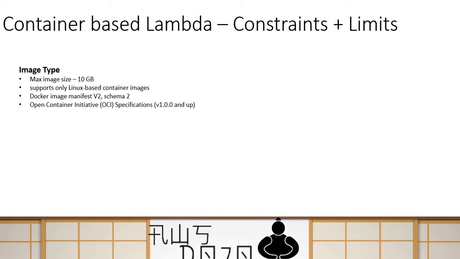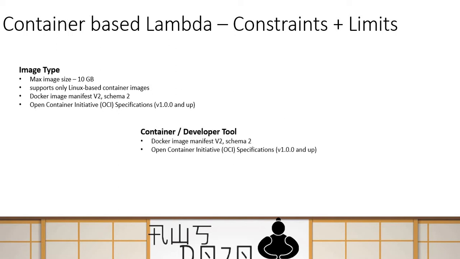So at least at this point of time, suppose you want to use any other kind of runtime other than Linux, it is not possible. Then some specifications from Docker image point of view: it should support manifest v2 schema 2, and OCI specs 1.0.0 onwards. So these are the certain things you should be careful about from the image type point of view.